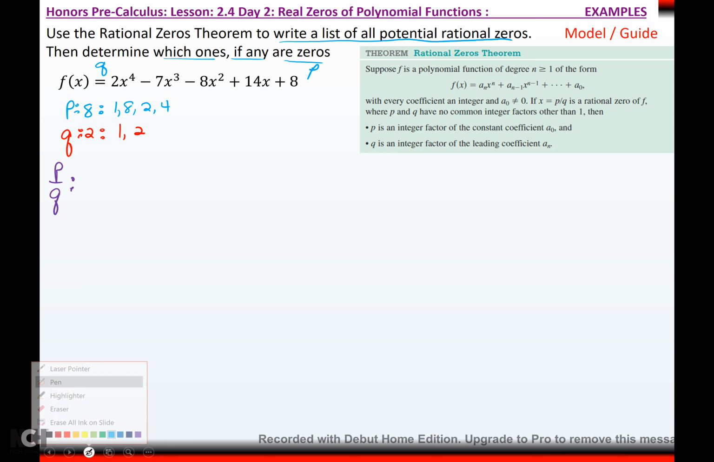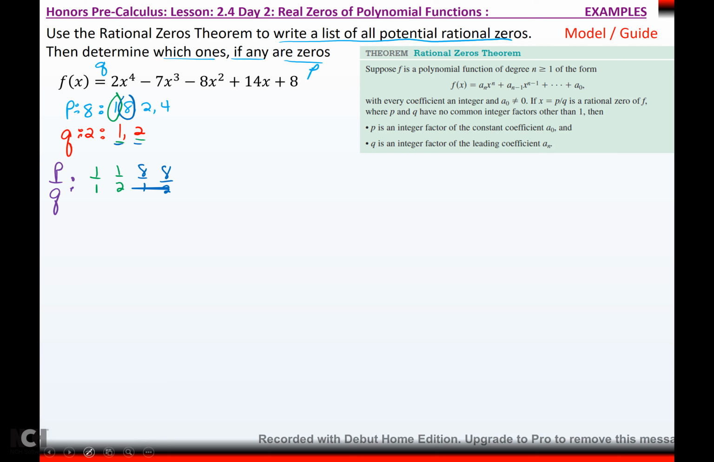Okay, I compare, let me find a new color. I compare, if I start with the 1, I compare it with both of these. So 1 over 1, 1 over 2, and I'll add my commas and pluses or minuses later. Okay, and then I'm going to move on to 8, and I can write that 8 over 1, pair it up, and 8 over 2.